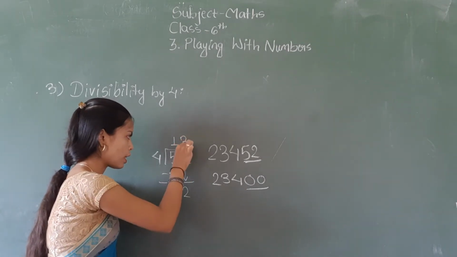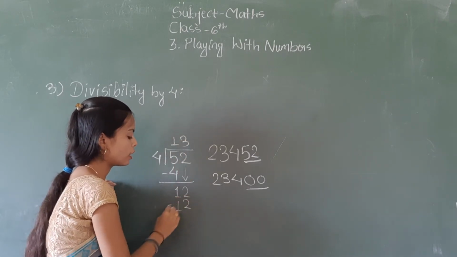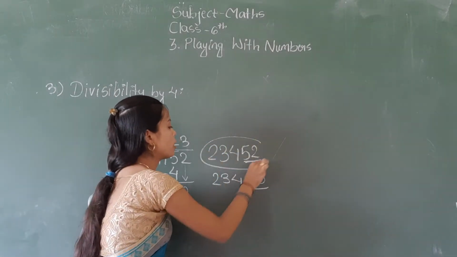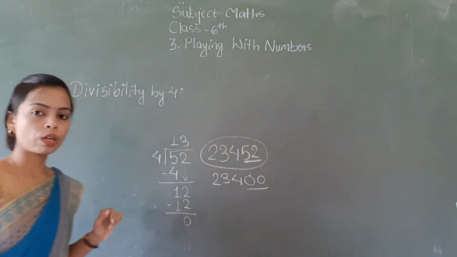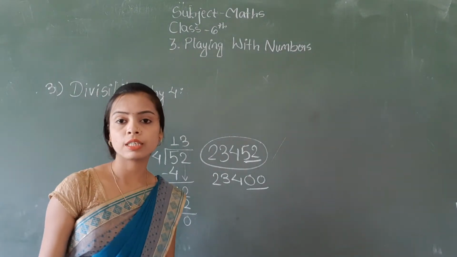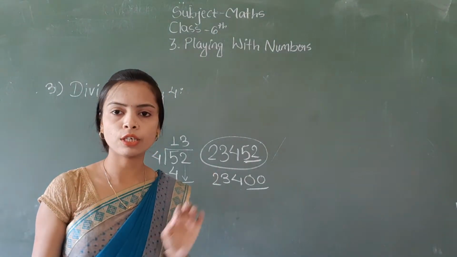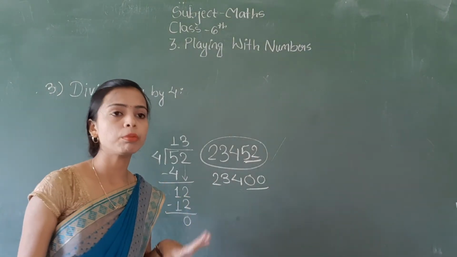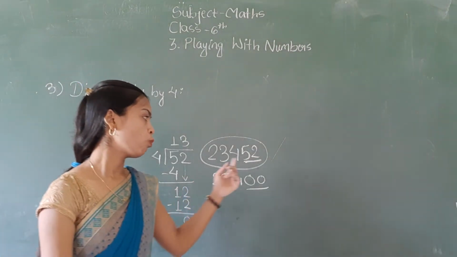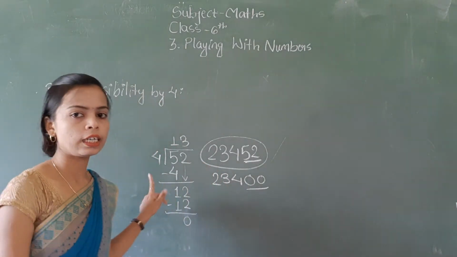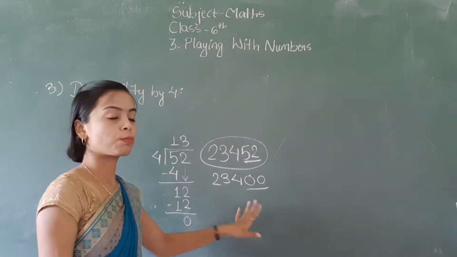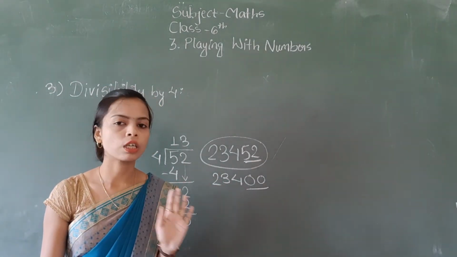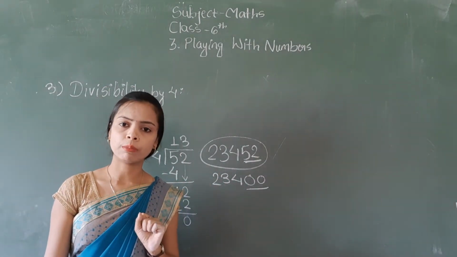So 52: 4 ones are 4, and in the remainder you write down the 2. 4 thirteens are 52. So your answer is that 52 is divisible by 4, so this complete number is divisible by 4. In the second example, since in the last 2 places there is 0, this number is also divisible by 4. If the last 2 places of a number form a number that is exactly divisible by 4, or the last 2 places are 0, you can say the complete number is divisible by 4. You don't need to check further.